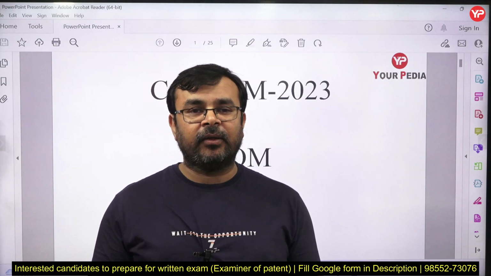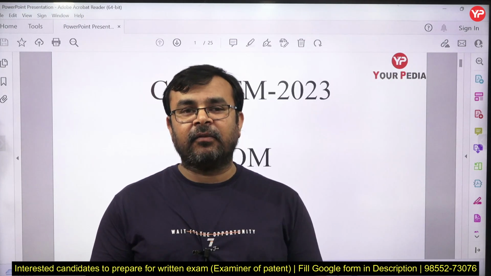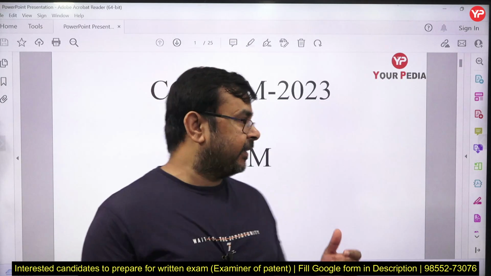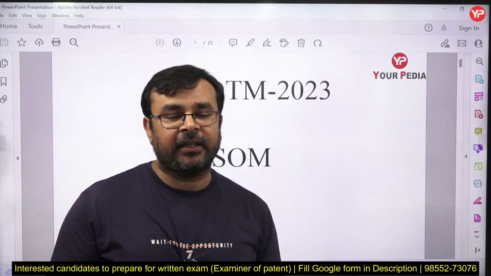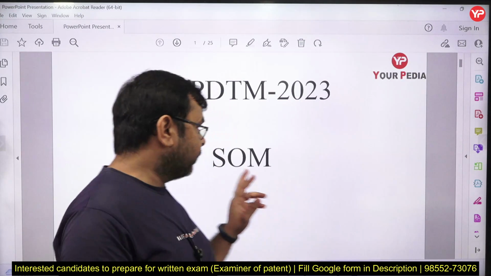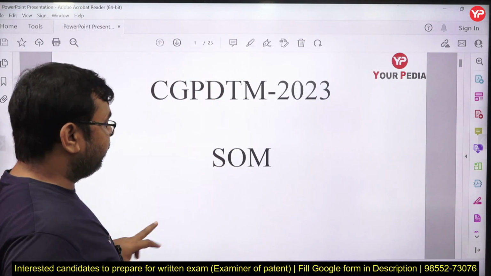My name is Manish Singh and today I am going to discuss with you the second worksheet for the upcoming exam, that is CGPDTM, correct, Comptroller General of Patent Design and Trademark, 2023. So this is the second worksheet of strength of material. So let's see one by one.